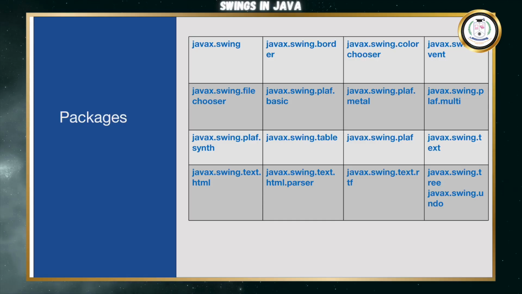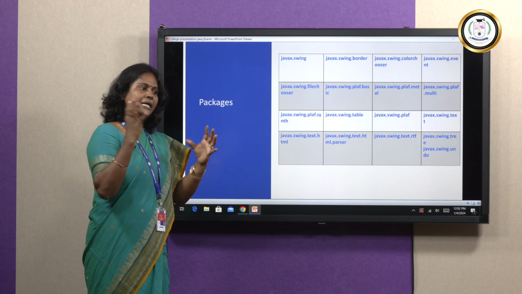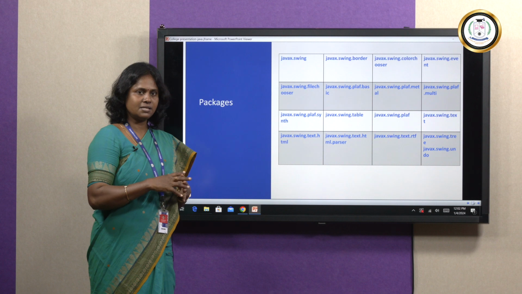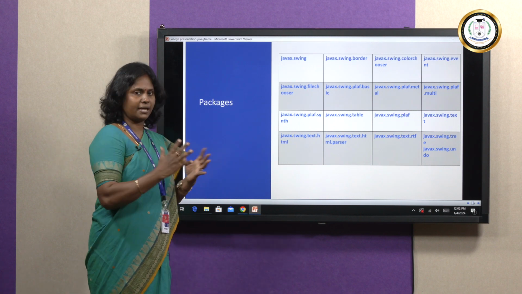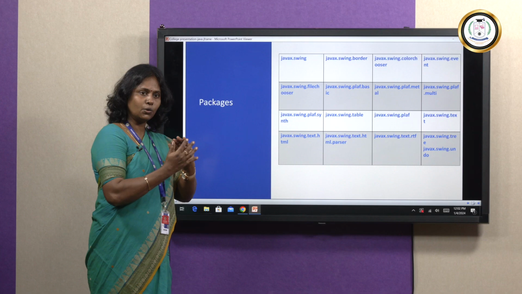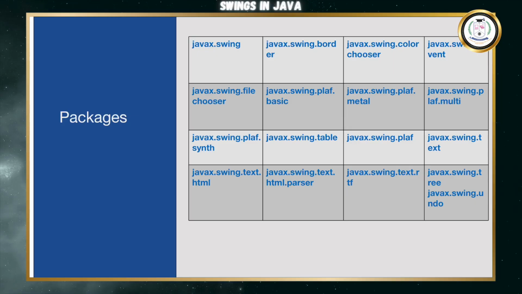Next one is packages. Packages are very important. Why are packages very important? Because packages have inbuilt classes and inbuilt methods. We can access them already. The developer has already developed all the classes and bundled them into packages. So the main thing we are going to use is javax.swing.